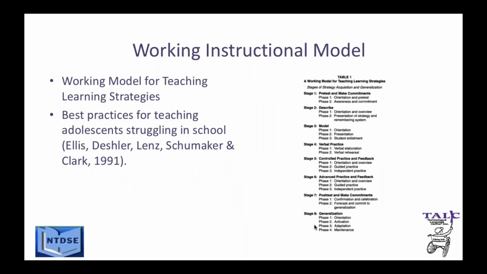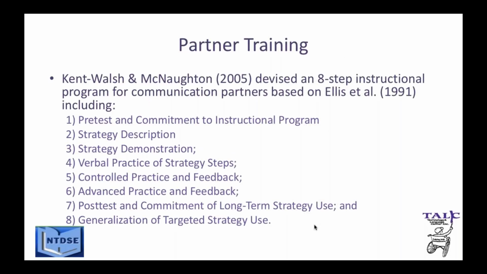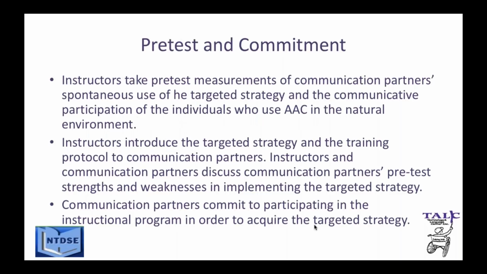Here's a working instructional model that combines a lot of the training elements that we just discussed. This was done by Ellis et al., who worked with adolescents that were struggling in schools. And more recently, Kent-Walsh and McNaughton devised an 8-step instructional program for communication partners of those using AAC based on Ellis et al. It included the following elements. Pretest and commitment to the instructional program. Strategy description. Strategy demonstration. Verbal practice of strategy steps. Controlled practice and feedback. Advanced practice and feedback. Post-test and commitment to long-term strategy use. And generalization of targeted strategy use. So let's take a closer look at each of these and how we do these in our trainings.